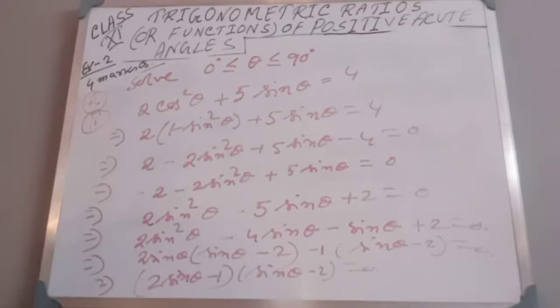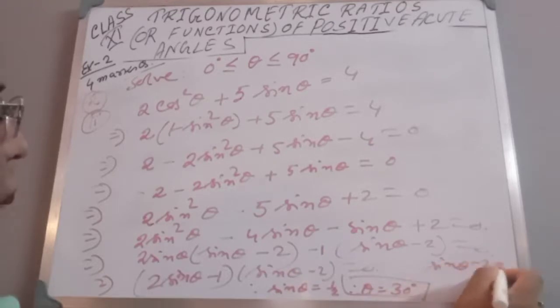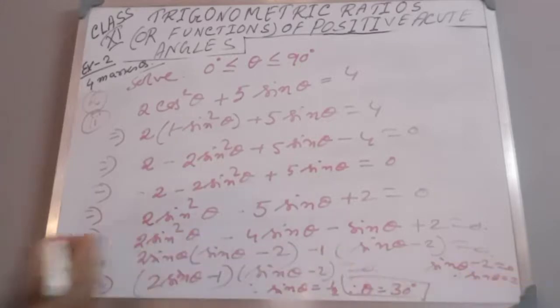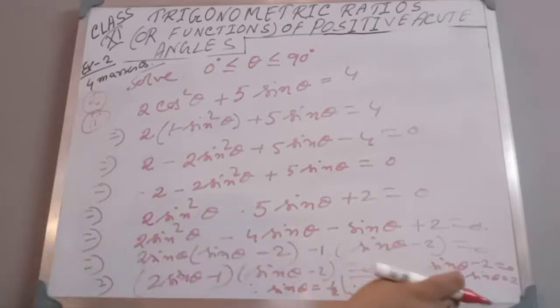Okay, now 2 sin θ minus 1 equals 0, therefore sin θ is equal to half. Sin θ is equal to half means θ equals 30 degrees, because sin 30 is equal to half, that we know. And sin θ minus 2 is equal to 0, this we cannot take. Sin θ is equal to 2, we know sin θ value cannot be taken as 2.